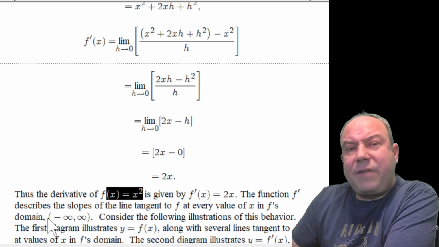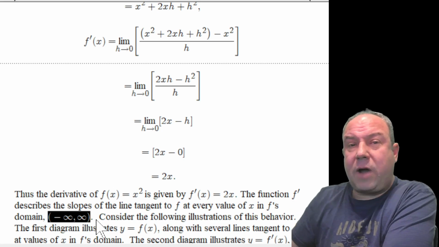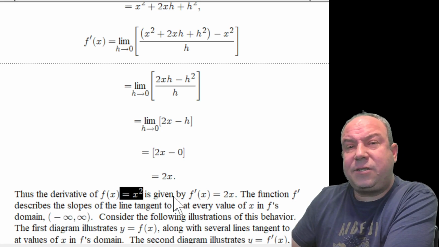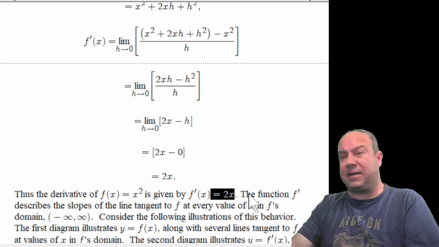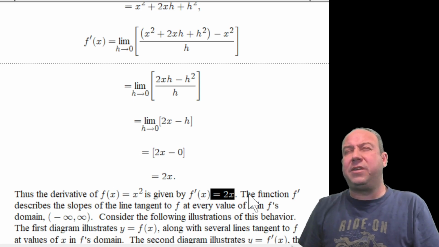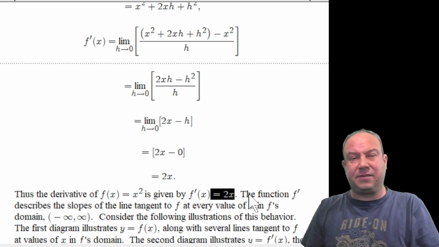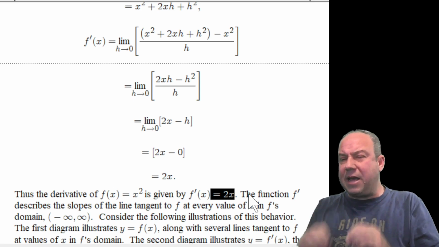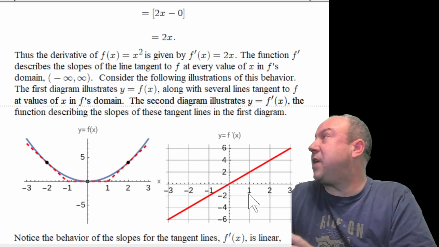At every single value of x from negative to positive infinity, we can describe the slope of the line tangent to x squared by using the function f prime of x equal to 2 times x. At any value of x, the slope of the tangent line will be twice that x, is what f prime of x is telling us. We can actually see this illustrated if we were to graph these two functions side by side.